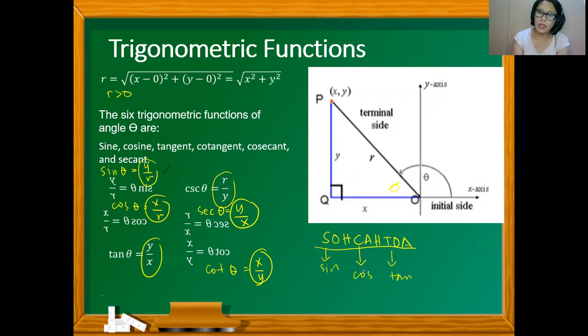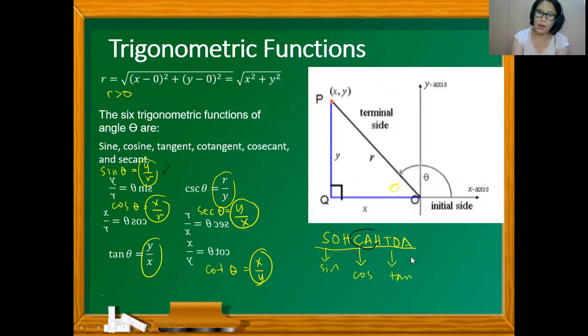Now for cosine, that's CAH. So what is the adjacent side of this angle theta? We have x and r. We will not consider the longest side, so the adjacent side will be x over hypotenuse. So that's CAH, adjacent over hypotenuse. So that's why we have x over r for cosine.